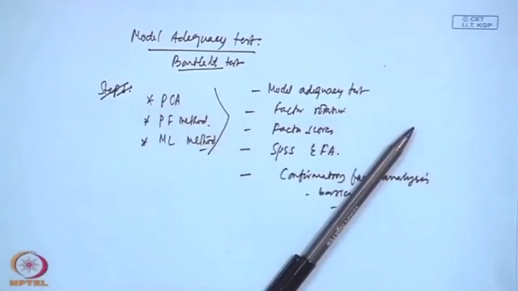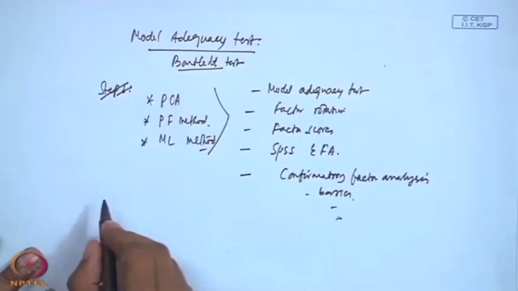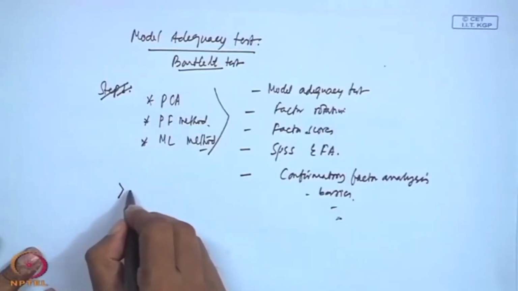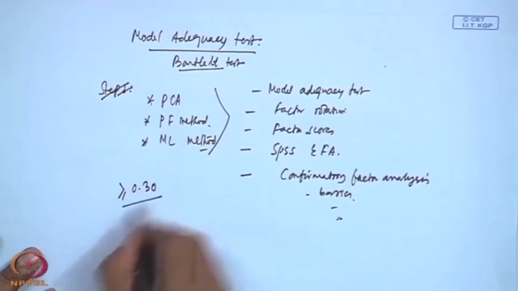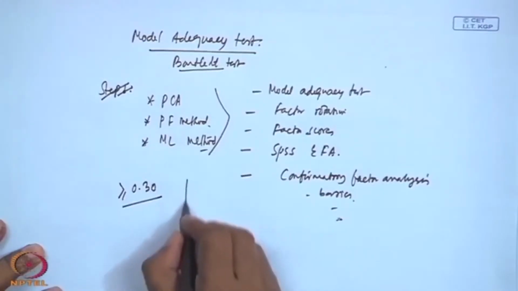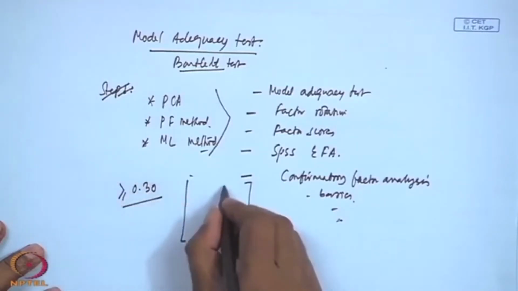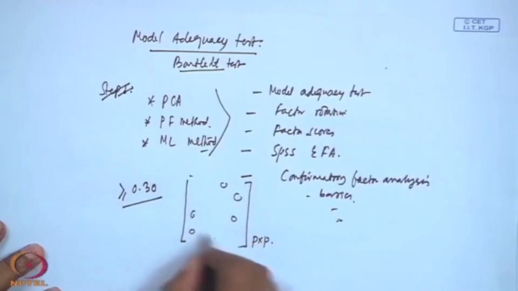So, under model adequacy test, I have already discussed the correlation matrix, and I said that if there are substantial correlation coefficients greater than or equal to 0.30, then you go for factor analysis. Suppose you have a large data matrix and the correlation coefficient matrix is p cross p, there are a large number of values having more than 0.3.